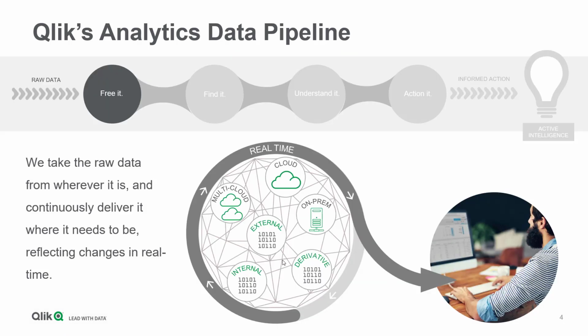The first step in the analytics data pipeline is freeing the data from its silos. So we take the raw data from wherever it is, in the cloud, multi-cloud, on-prem, and we continuously deliver it to where it needs to be, reflecting changes in real time. So as you can see from this slide, the notion of real time is key.